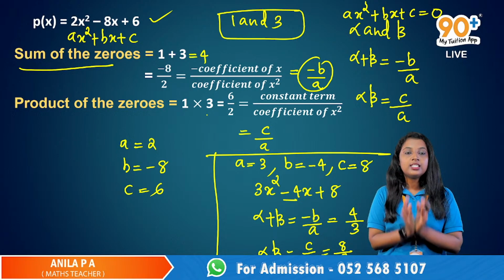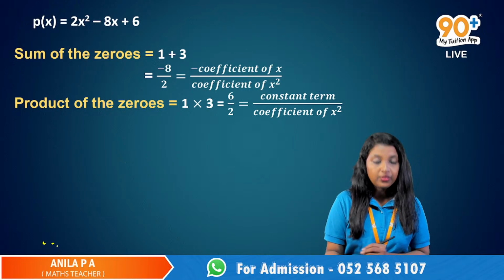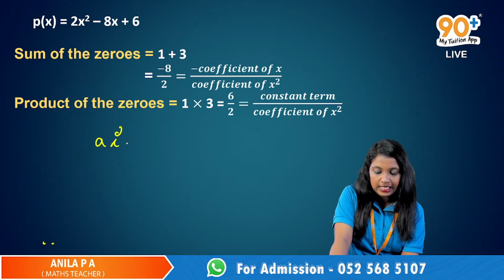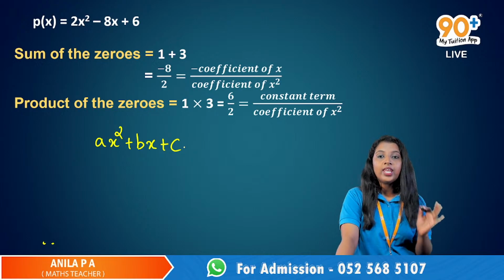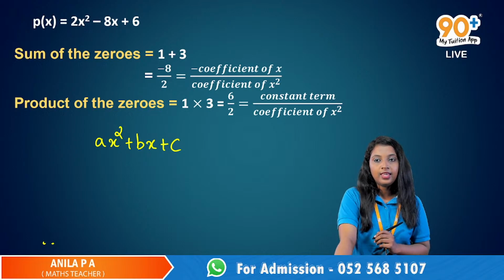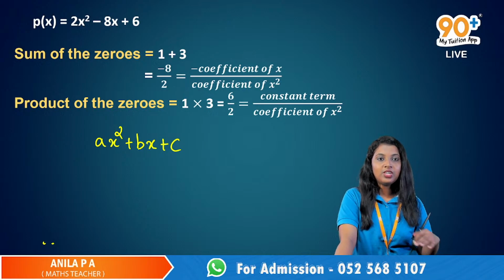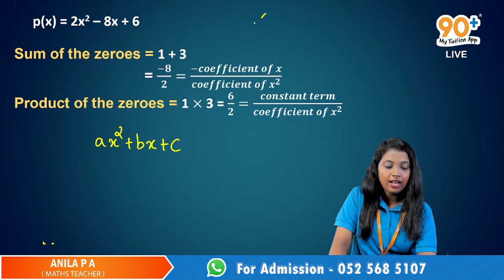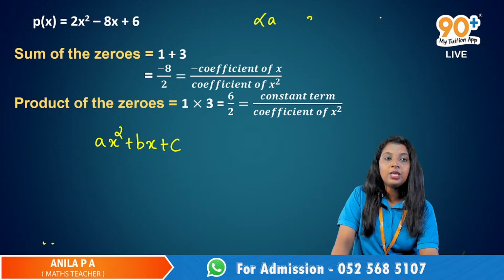Here, you have to learn this relation. Whenever we have a quadratic polynomial, ax square plus bx plus c, this is a quadratic polynomial. Alpha and beta are actually some Greek letters. We just use alpha and beta to represent the zeros. Alpha and beta denote the zeros of any polynomial.